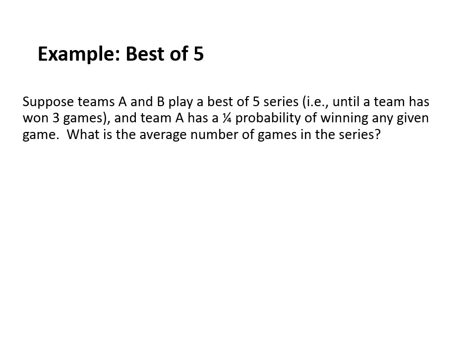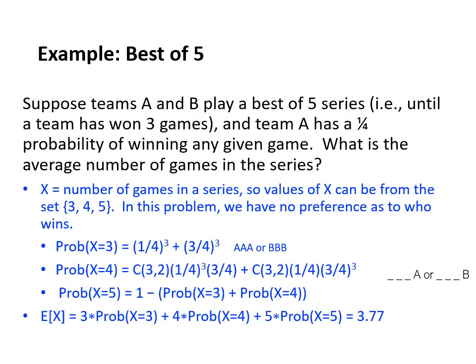Okay, here is another example problem. Suppose teams A and B play a best of 5 series. In other words, they play until a team has won 3 games. And team A has a 1/4 probability of winning any given game. What is then the average number of games in the series? So our random variable x is the number of games in a series. So value x can be from the set 3, 4, or 5.